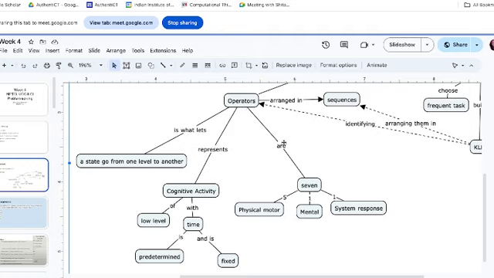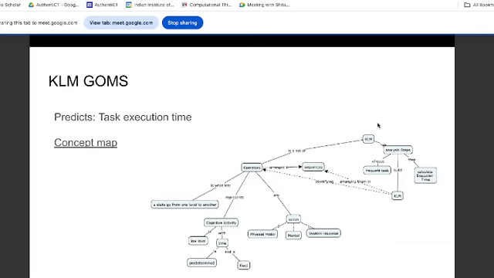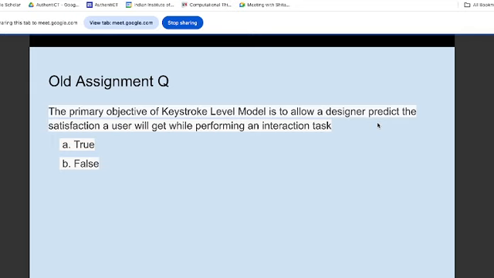Now, there are seven types of operators. Seven operators in total, divided into three types. Five of them are physical motor type, one of them is mental type, and then there is a system response operator. Now let's first go into the question about operators, and then we will go to these different seven operators. Okay, so let's go, and we'll be back to this diagram again.